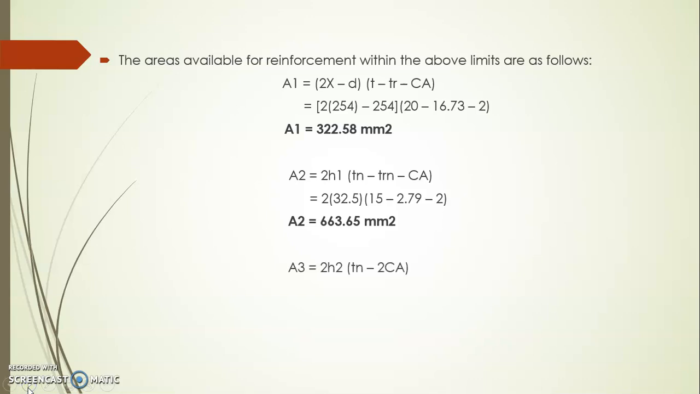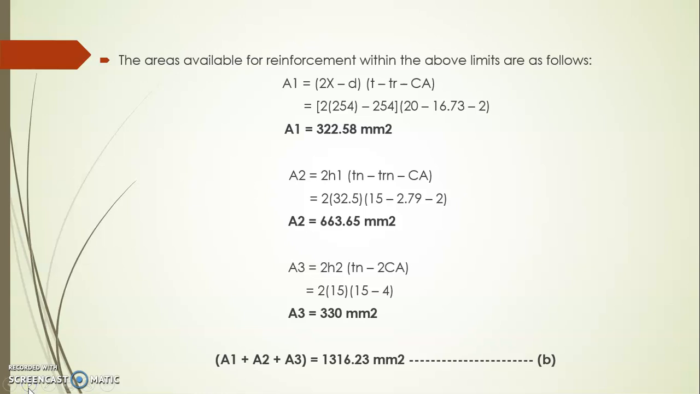A3 is equal to 2h2 into bracket tn minus 2ca. Therefore substituting the values, 2 into 15 into bracket 15 minus 4. Therefore A3 is equal to 330 mm square. Therefore adding these three areas, A1 plus A2 plus A3, we are getting it as 1316.23 mm square. Equation B.